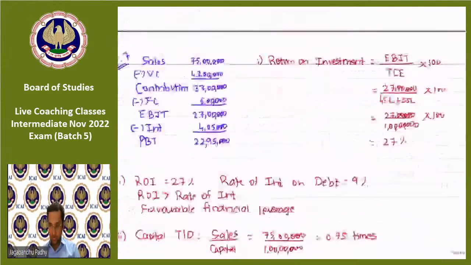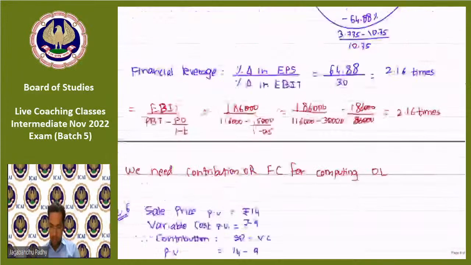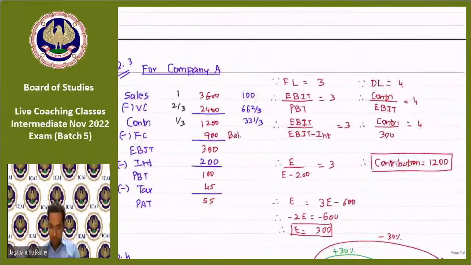In question 3, it was 1200. How is it one third of sales? Variable cost was given as a percentage of sales as 66 2 by 3. When we say 66 2 by 3, it means two-third. Out of 100, 66 2 by 3 is two-third of the total sales. So obviously the balance one-third is the contribution.